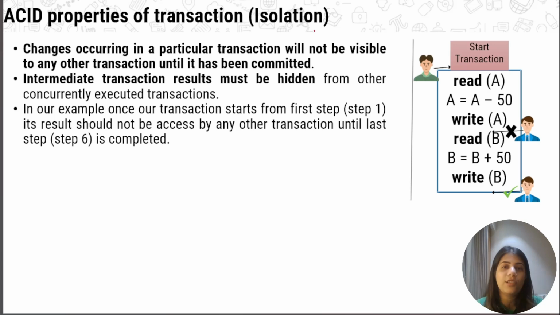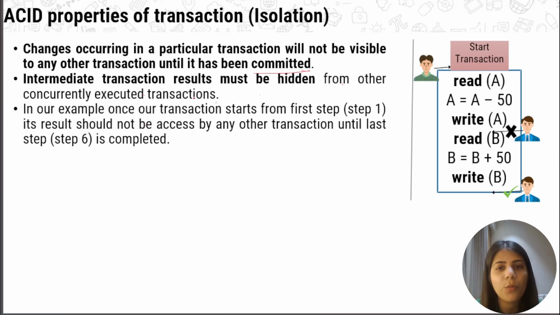Now third है isolation. So the changes occurring in a particular transaction should not be visible to any other transaction until it has been committed. Committed का मतलब होता है completed. Intermediate transaction results must be hidden from any other concurrently executed transactions.